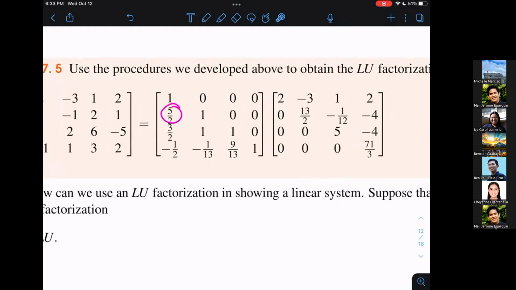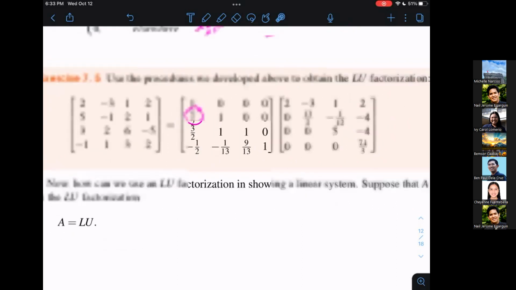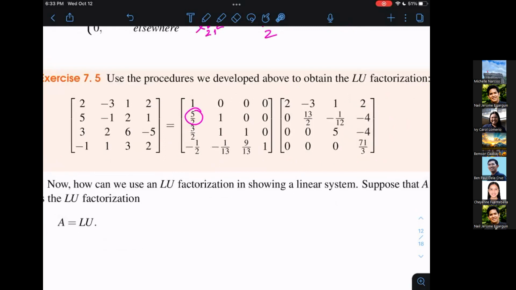Okay? Pero I hope the process makes sense, especially if you're doing it by hand. Madali siyang gawin kasi gagawin mo lang naman yung elementary row operations, tapos makukuha mo si U, tapos i-assemble mo lang yung L in a nice way. Okay, so this is an LU factorization.